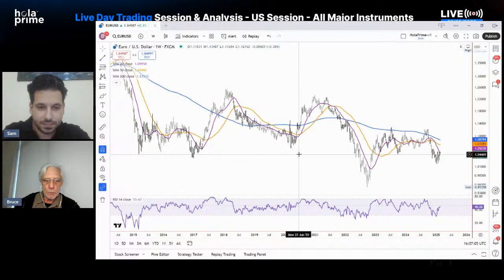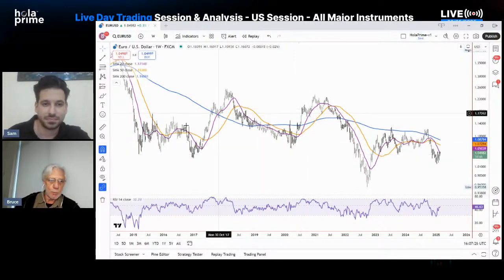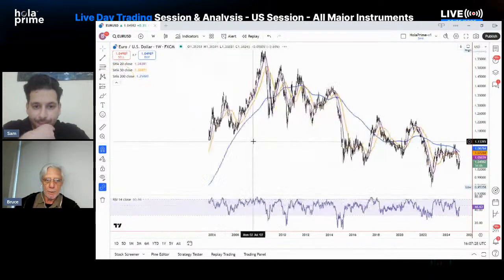When we have multiple time frames lining up in the same direction, they're telling us similar things. That is a more powerful signal potentially. And so we want to know where we are in the larger environment. So this is EUR/USD. This is a weekly chart. How far back do I go? I go back as far as I need to in order to see what price action did in the past.